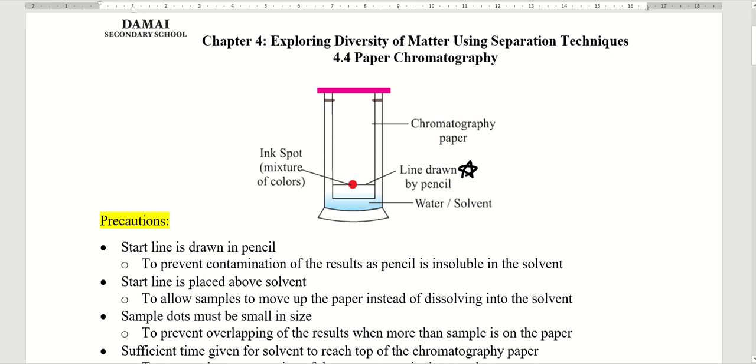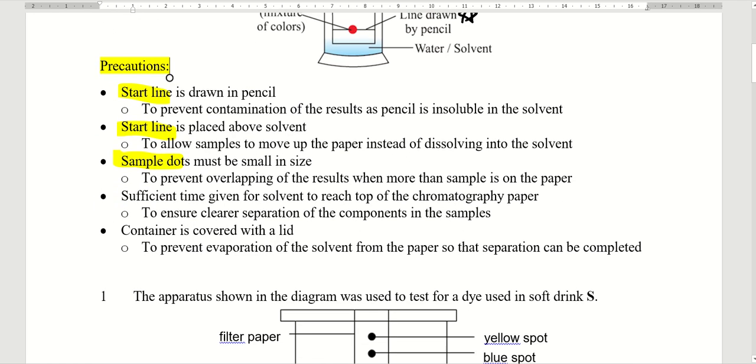Sample size must be small. The sample dots must be small in size. Why? Because we do not want them to overlap the results of others. The bigger it is, the more it will overlap and the less accurate you become. Next, you have to make sure that the time taken for the whole experiment is sufficient for the paper chromatography to take place.